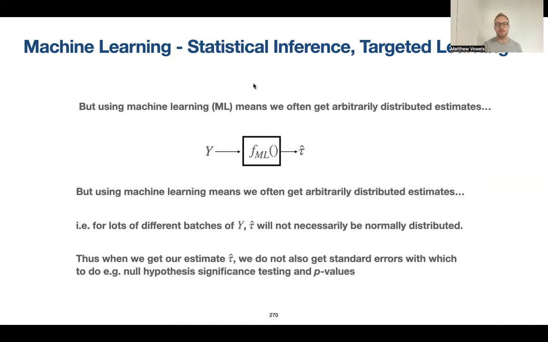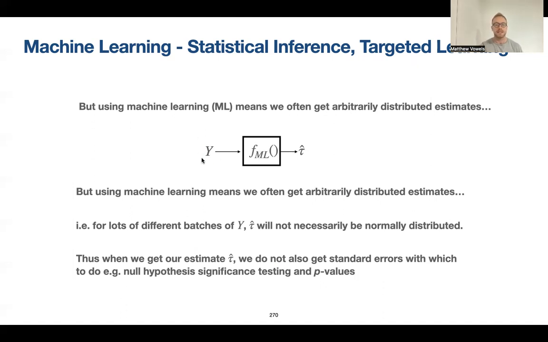So the trouble is that with machine learning, we get arbitrarily distributed estimates. The central limit theorem thing doesn't hold very well, because we're using estimators that are fit to certain factors in the distribution. So we're no longer dealing with the raw data, we're dealing with models for the raw data. And those models don't behave particularly nicely.